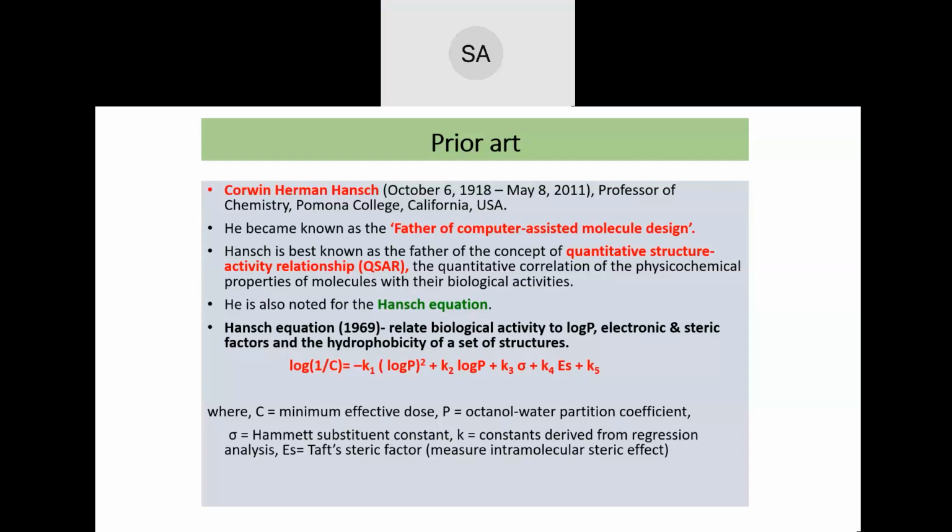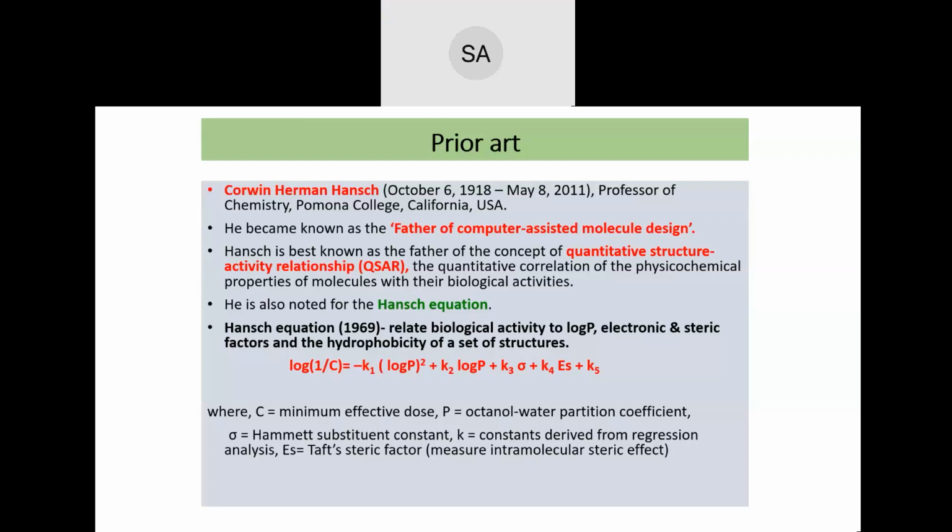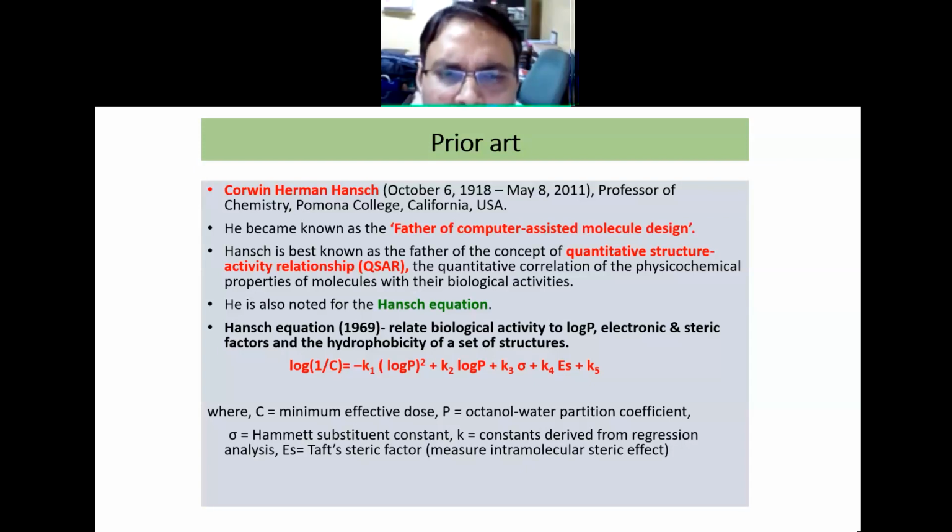Yes, sir. Okay. So if you see the prior art, the QSAR method was basically established in 1969 by Hansch, who is considered a professor of chemistry at Pomona College, California, and is considered the father of computer-assisted molecule design. He also originated, for the first time, the concept of quantitative structure activity relationship and developed the equation we call the Hansch equation.